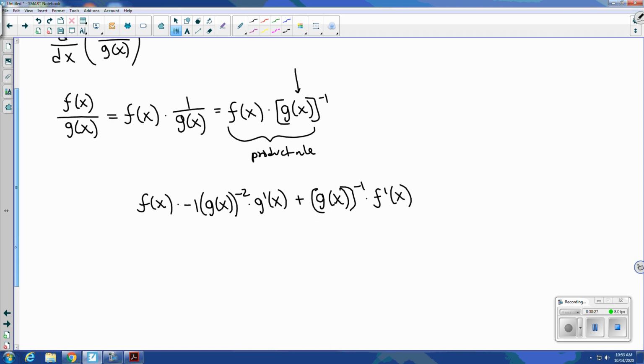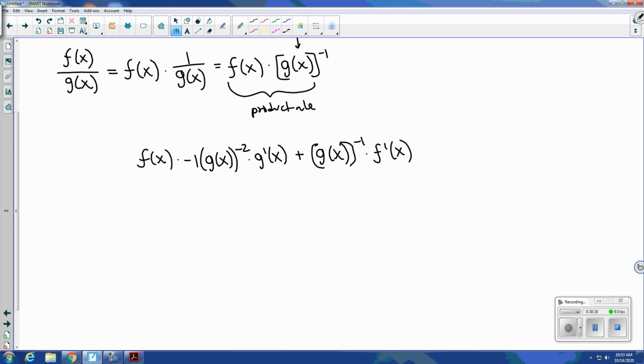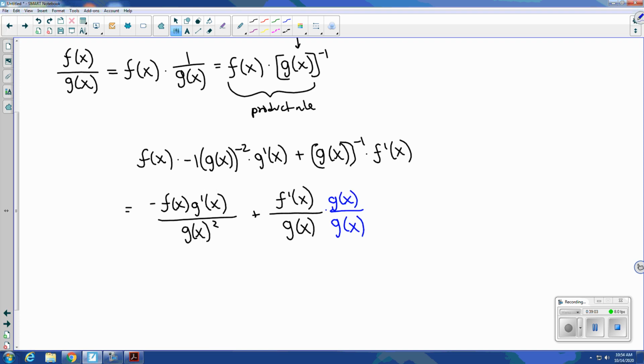Now we're going to have to clean all this up. Any function with a negative exponent, I will move back to the bottom. So on the left piece before the addition sign, we'll have negative f of x times g prime of x over g of x squared. Plus, we'll have f prime of x over g of x. Now we want to be able to combine these, so I need common denominators. If I multiply this right expression by g of x over g of x, I'll be able to get a common denominator of g of x squared.